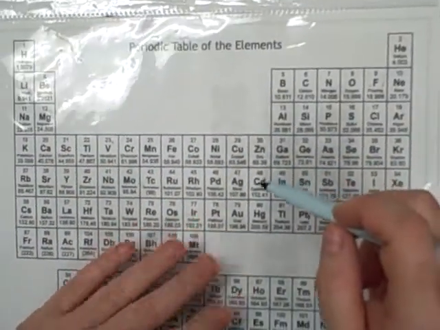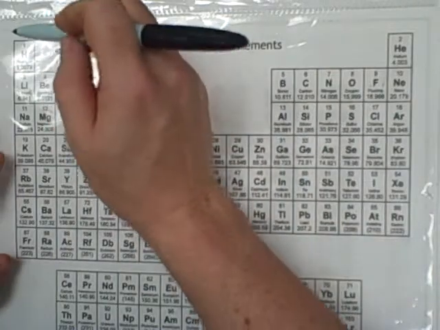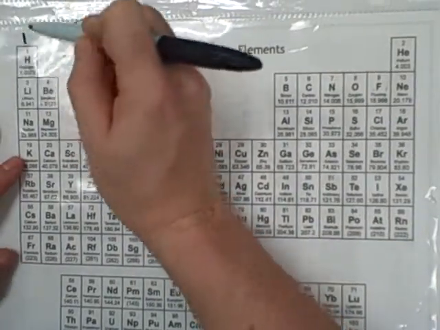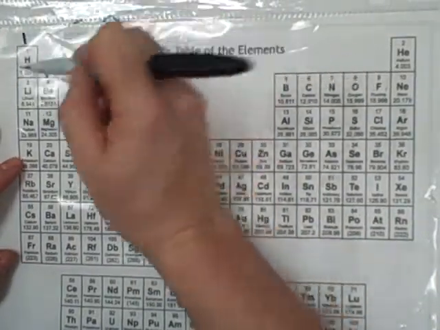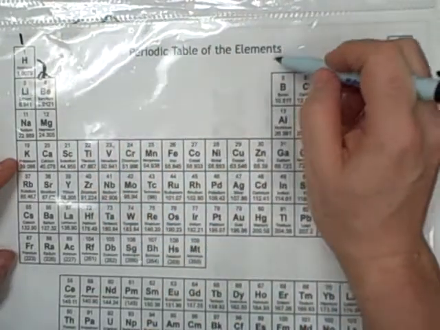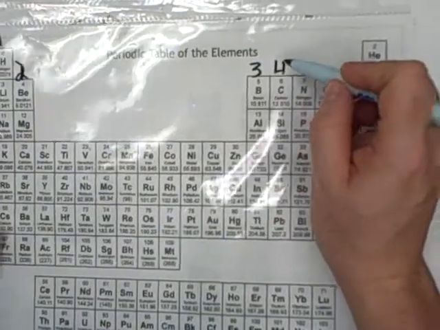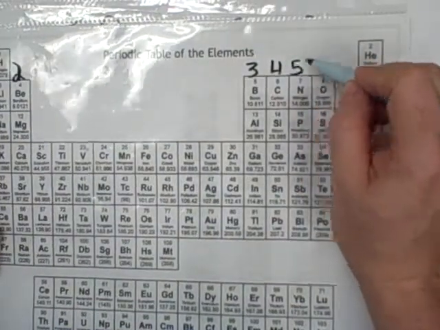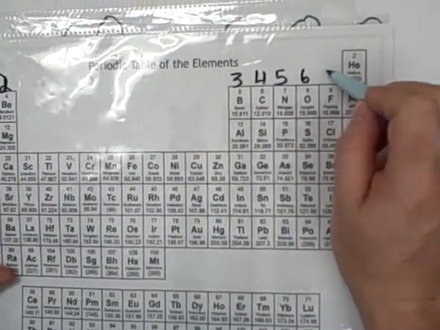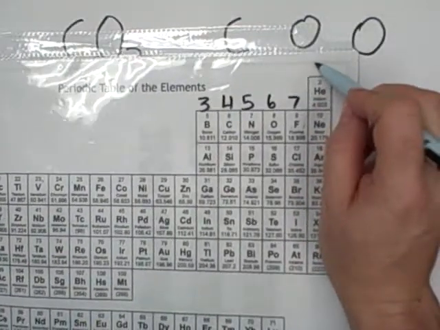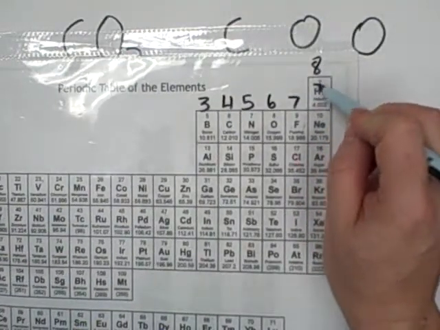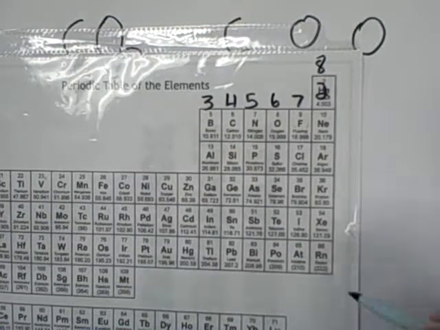Now, the periodic table shows us how many valence electrons by the group number. Group 1 is 1 valence electron. 2 has 2. 13 has 3. 14 has 4. 15 has 5. 16 has 6. 17 has 7. And then 18 has 8, except for helium, which only has 2 electrons.